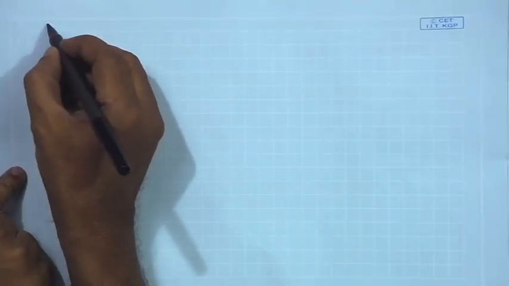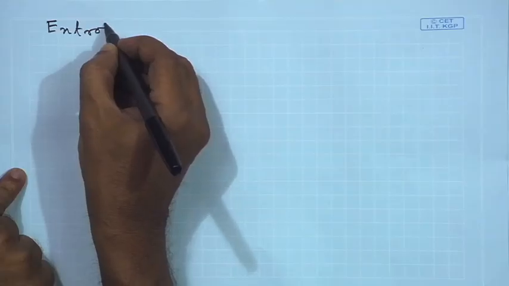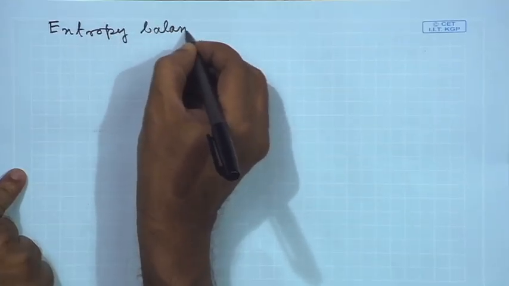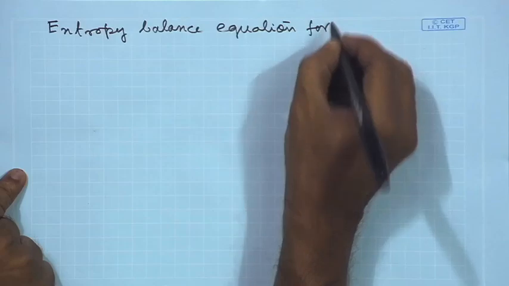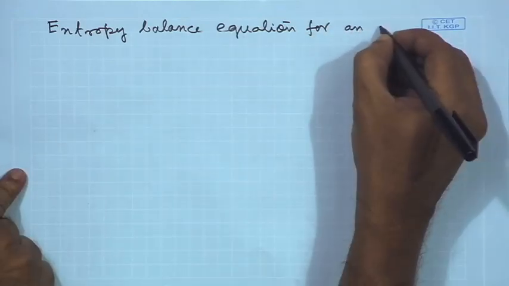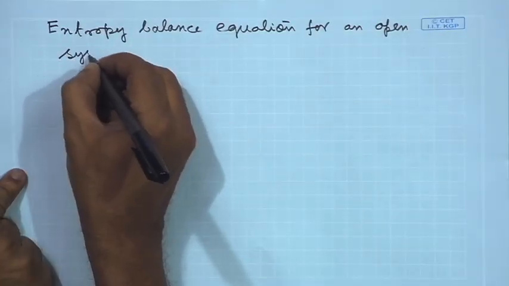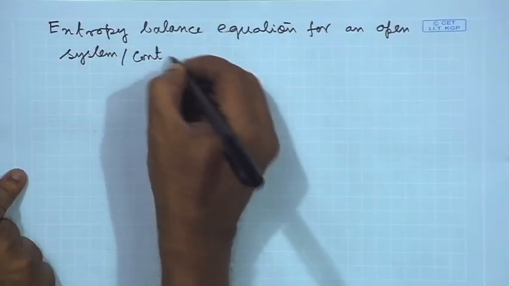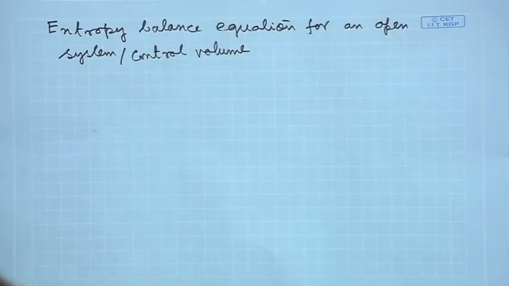With this, let us go to the next. What we can do, we can write the entropy balance equation for an open system, or control volume. For an open system or control volume. So, how should we do it?